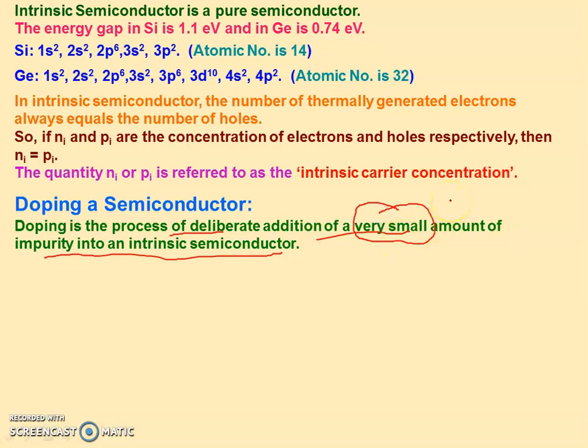Now the impurity can be trivalent or pentavalent, nothing else but trivalent impurity and pentavalent impurity must be doped in the pure semiconductor to get the extrinsic semiconductor, right? But the process of adding the impurity is called doping, right? Now doping should be in a very small amount and it should be in a ratio of 1 to 10 to the power 6. It means if there are 10 to the power 6 atoms of germanium, then one atom should be added to it to produce the extrinsic semiconductor, right?